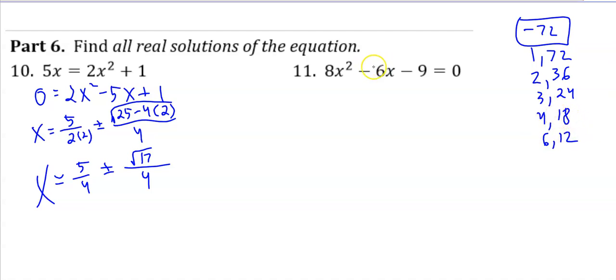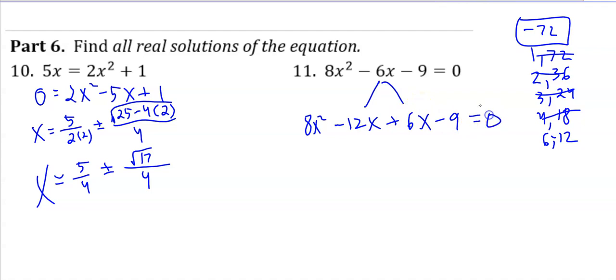Okay. So negative 6, so it adds up to negative 6, so that'd be negative 12 and positive 6. So we found our factors. So we're going to split up that middle term. So it's going to be 8x squared. I like to put the negative first, it's easier to do factoring by grouping, plus 6x minus 9. And so you can see that that's 4 terms.